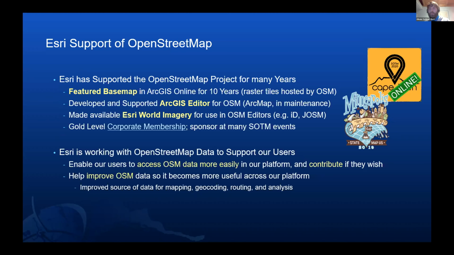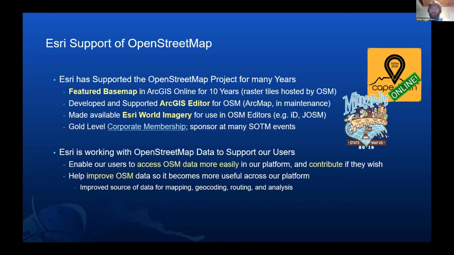Looking back, Esri's been a supporter of the OpenStreetMap project for many years. We've been a corporate member of OSM for several years, sponsor of State of the Map events and this summit. And as you'll see, our interoperability has continuously evolved. About 10 years ago, Esri started referencing the OSM hosted raster tiles as one of their featured base maps in ArcGIS Online. So you might be familiar with that if you've used any of our ArcGIS Online mapping functionalities or ArcGIS Pro.